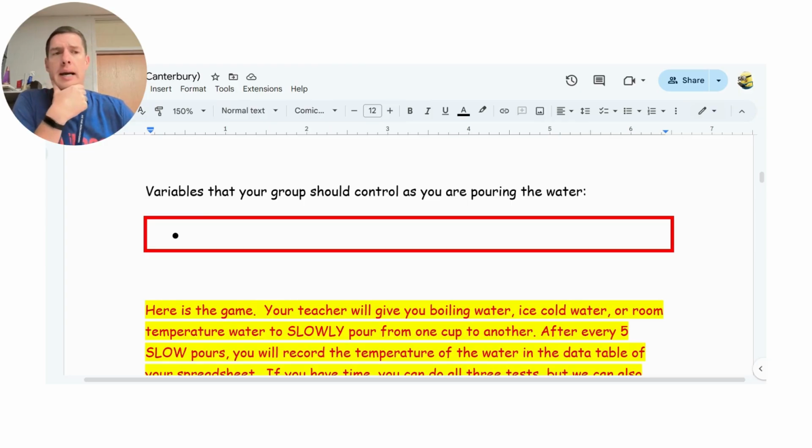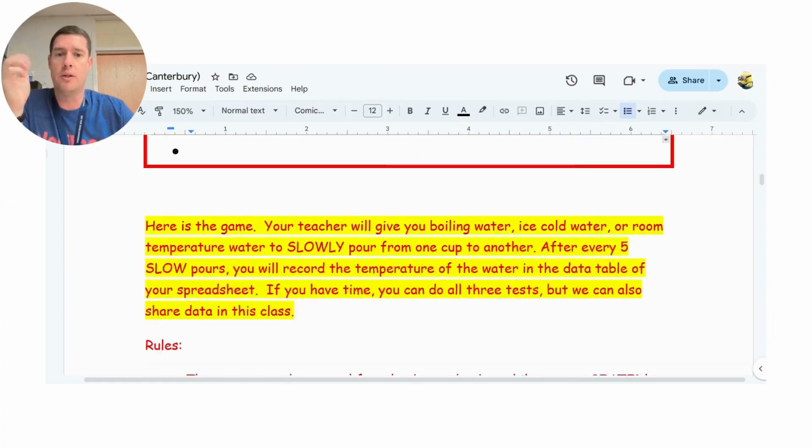Things like making sure that only one person is the pouring person and that they mimic that cadence. They keep that cadence the same, that pattern of pouring. They keep that the same, right? There's lots of things in there. You can type any one of those in this spot.